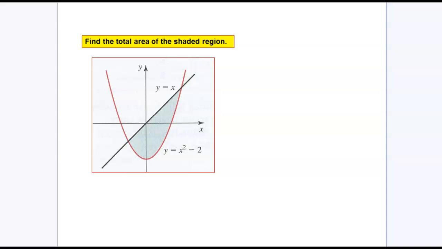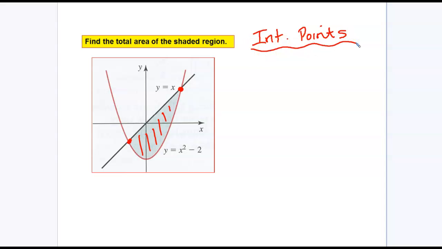So we have the functions y equals x and y equals x squared minus 2, and I want to find the area between these two points, which is this shaded region right here. Well, the first thing I need to do is find my intersection points. And in this example, we'll do those algebraically.